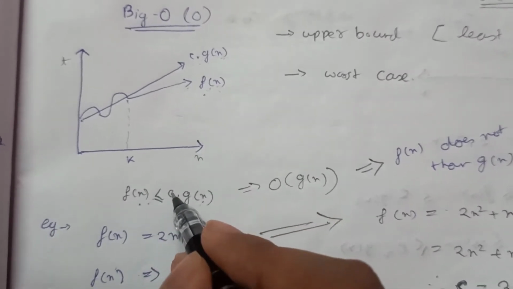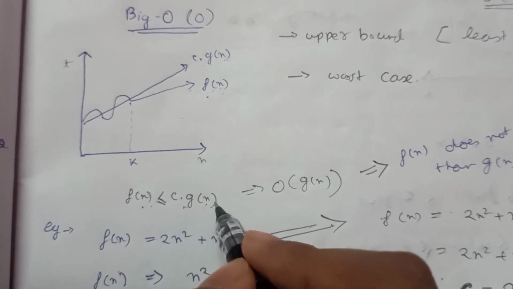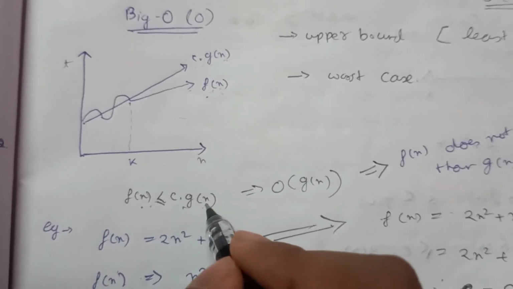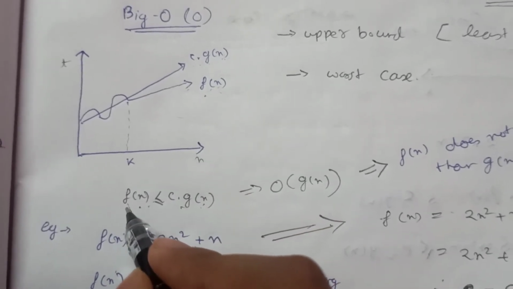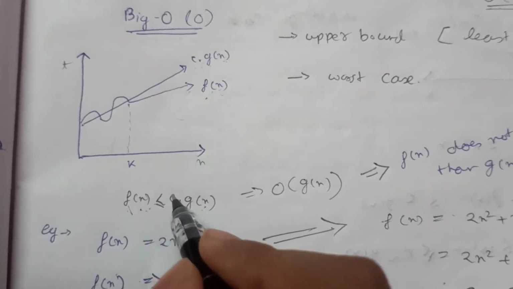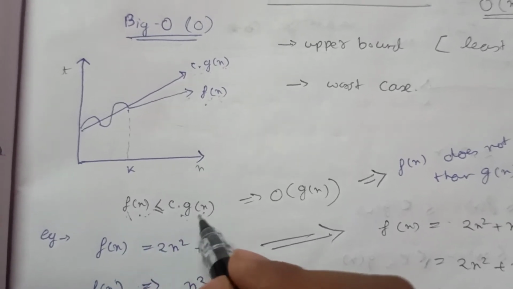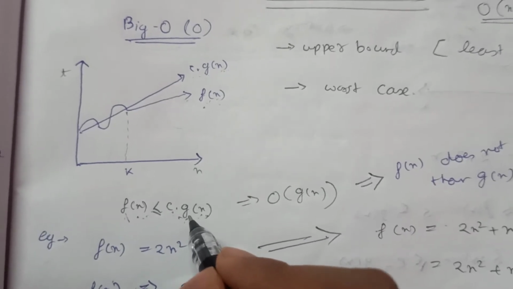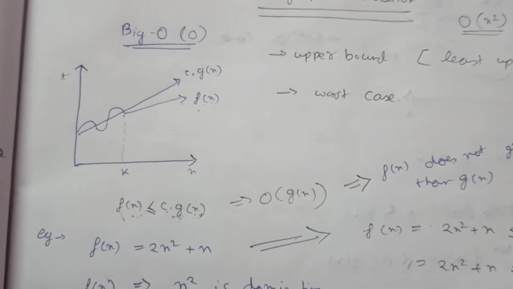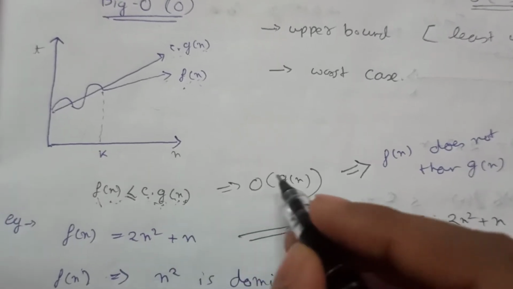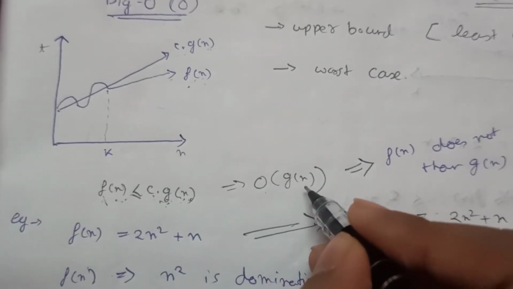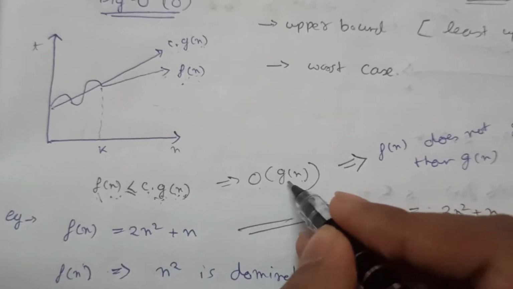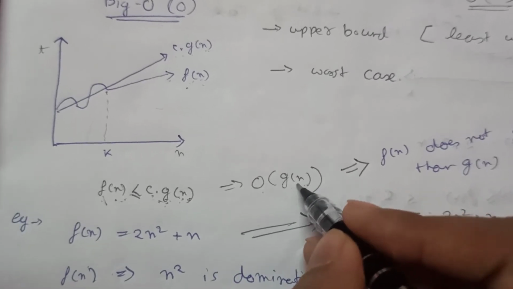We will find the value of c and g of n for a given f of n. The function f of n will be given to us, and we will be finding the value of g of n and the value of c. This g of n will be our time complexity. So how will we write our time complexity? Order of g of n. This g of n can be n square, log n, n log n, anything like that.